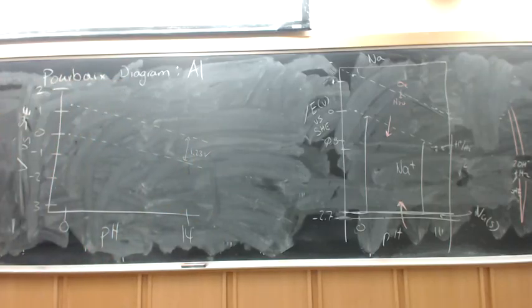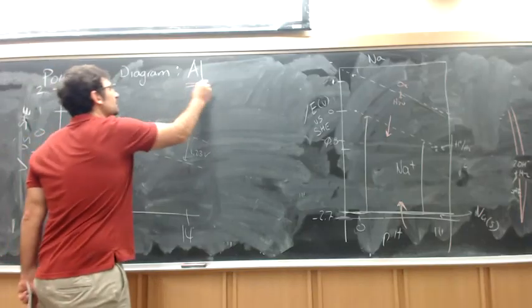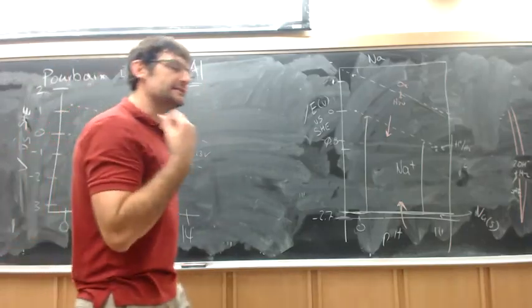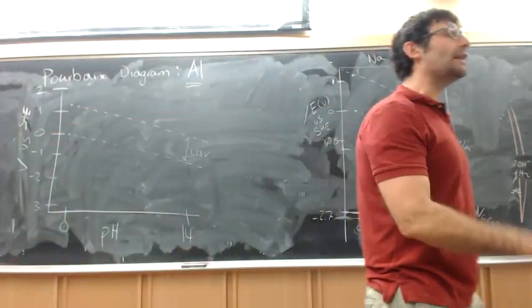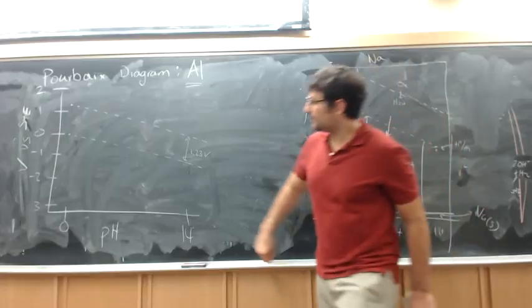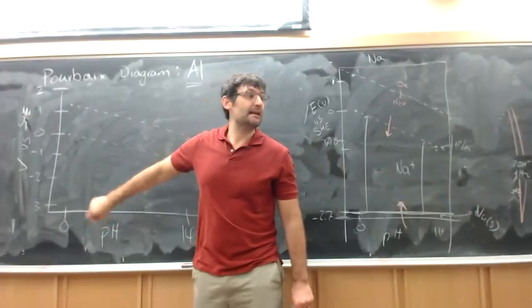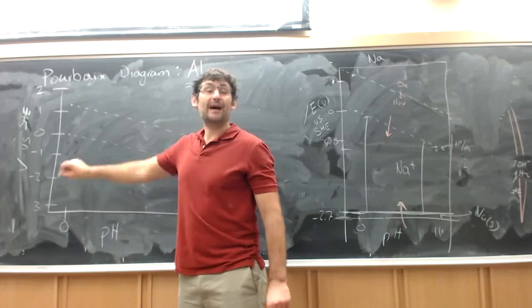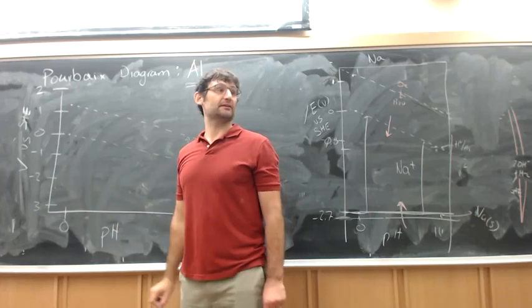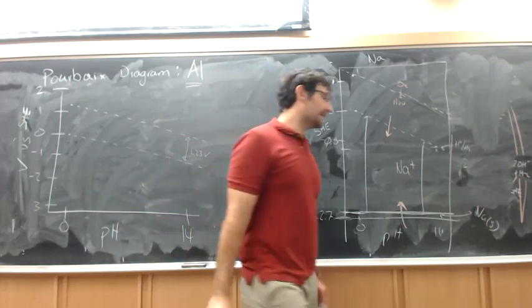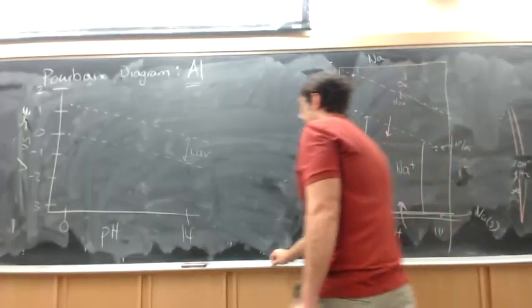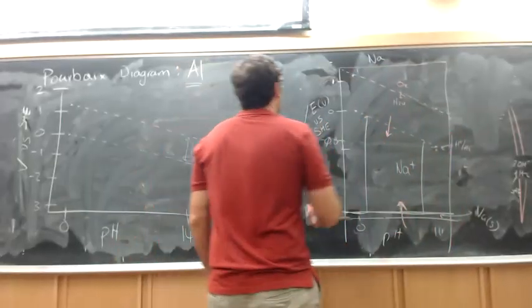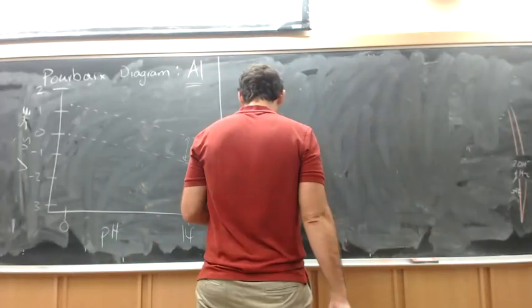Okay. And now I want aluminum. So I actually have to put on this diagram all of the relevant acid-base equilibria, right? So there's acid-base chemistry going on here, and redox chemistry, and coupled acid-base redox chemistry. Okay, so we're going to do that. It's not that hard, but it gets a little tedious if you're not used to it.